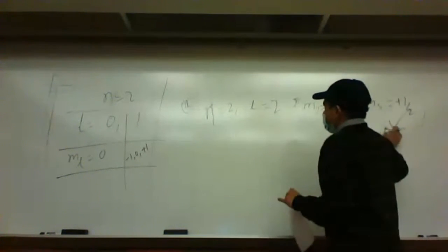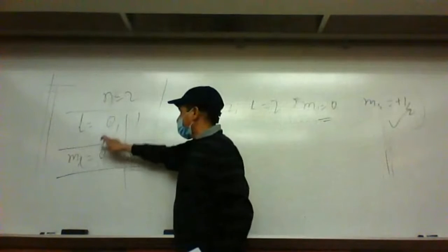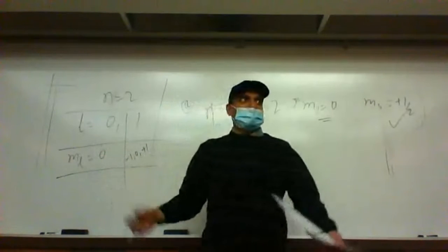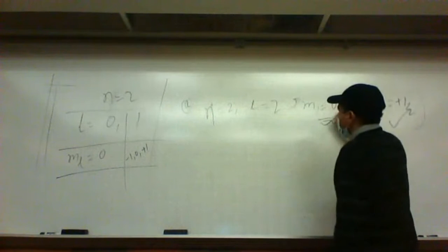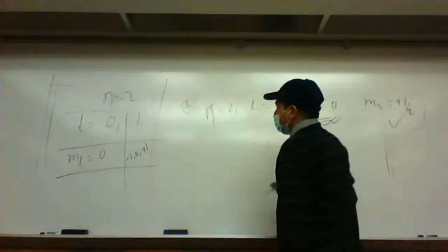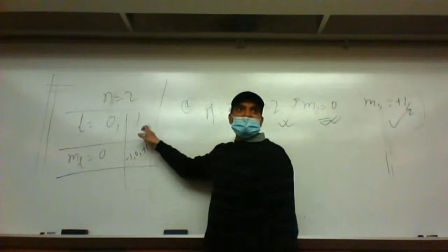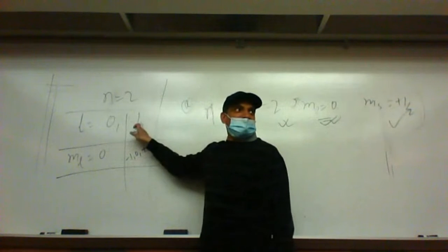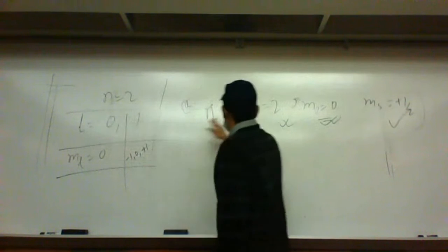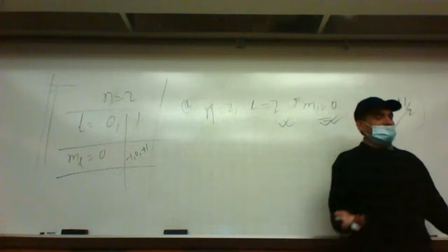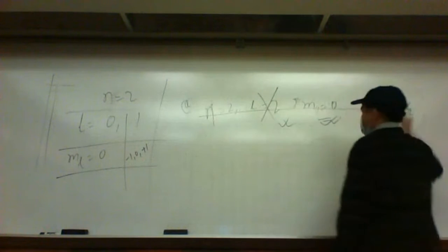Now look at ml equals 0. If you look at ml equals 0, you can find 0 here, 0 here. Probably that's good, right? So I can find that one. Now let's look at l equals 2. Do I have l equals 2 here? I have only up to 1, right? 0 and 1. There is no 2, right? l is equal to 0 and 1, but it says l equals 2. So there is no l equal to 2. So this is wrong. So everything is wrong.